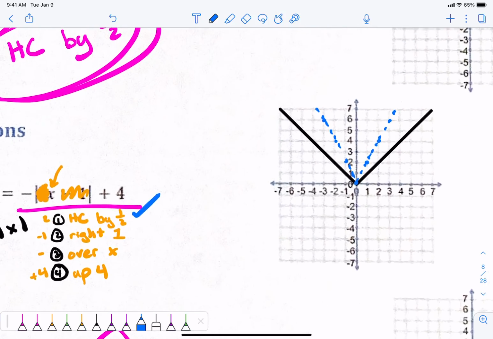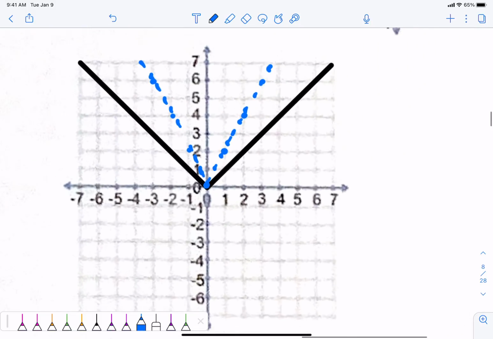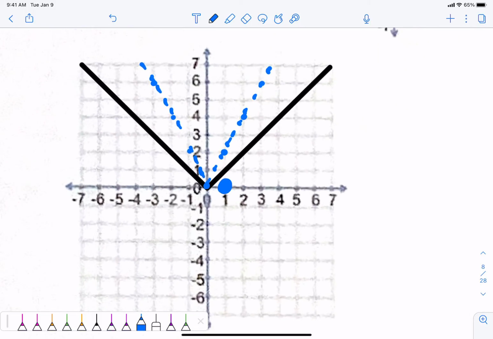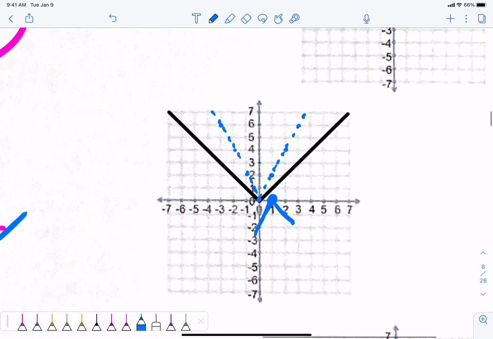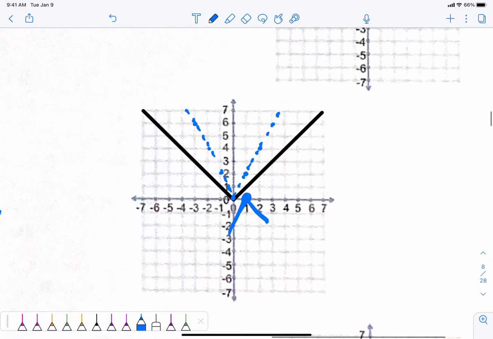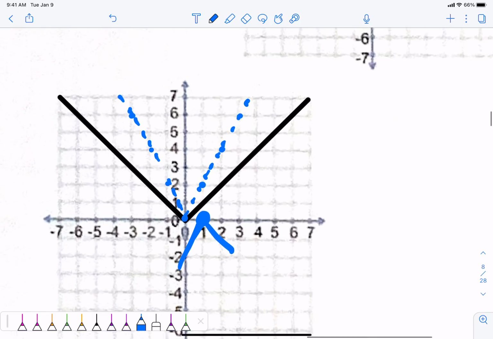This is the horizontal compression. So for the parent function, we've done a horizontal compression, right? Now, going to the right one. I move it 1 unit to the right, so now it's here. You gotta follow this. Putting it all together: to the right one, then you're flipping it down, so it's going to go down like that. Then you move it up 4. So to the right one, flip down, up 4. This is where it's going to start and it's going to go down 2 over 1, down 2 over 1. This is what it's going to look like.